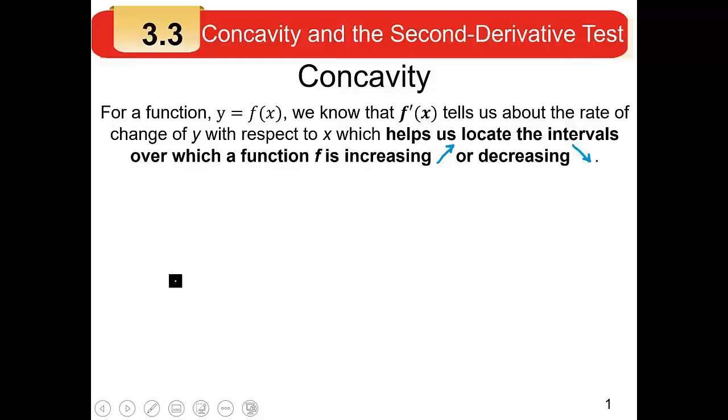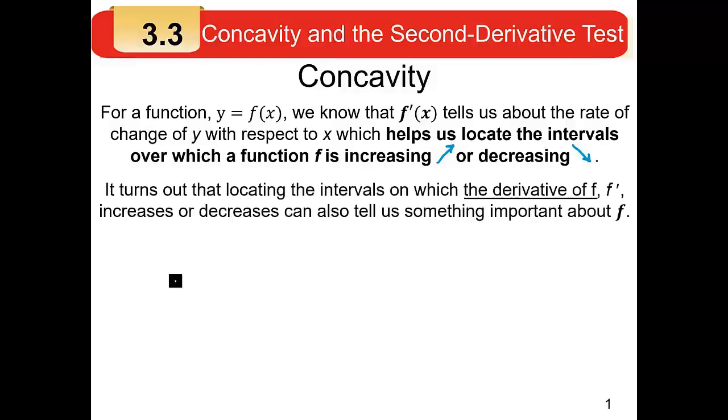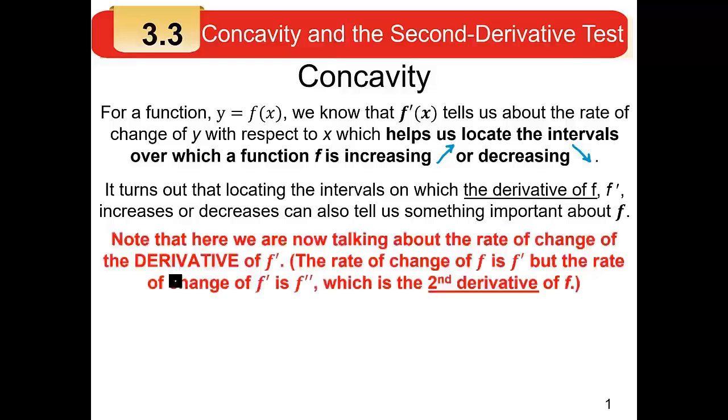For a function y equal f of x, we know that the derivative f prime of x tells us about the rate of change of y with respect to x, which has helped us in the past and will help us in the future to locate intervals over which a function is increasing or decreasing. It turns out that locating the intervals on which the derivative f prime increases or decreases can also tell us something important about the original function f.